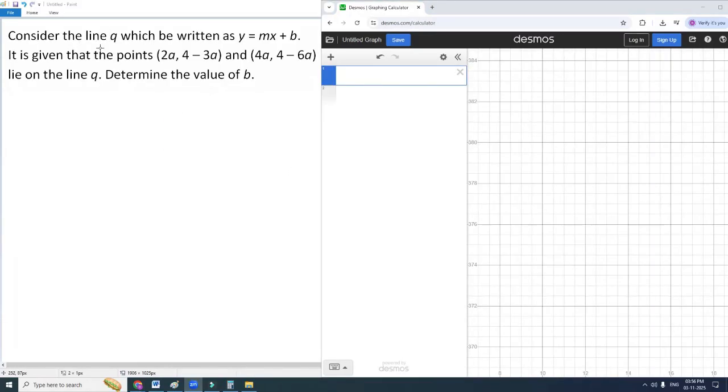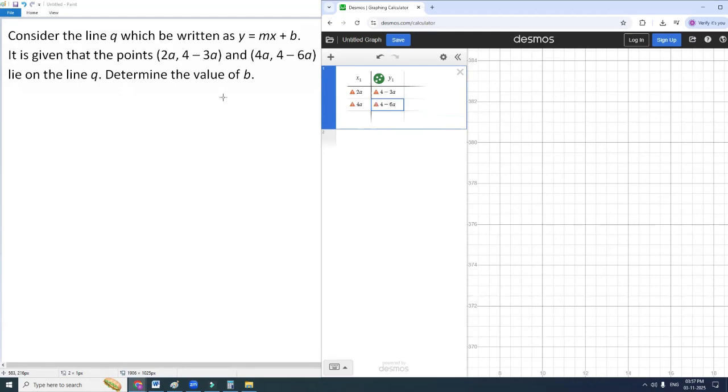Here we have the next question. Consider the line Q, which can be written as y equals mx plus b. It is given that the points (2a, 4 minus 3a) and (4a, 4 minus 6a) lie on the line Q. Determine the value of b. Here we have to find the value of b, which gives the y-coordinate of the y-intercept of the line Q. Let me take the given two points as input in Desmos. Let me click on persistent, go to the table, and the first point is 2a, the corresponding y value is 4 minus 3a, and for the second point, the x-coordinate is 4a, the corresponding y value is 4 minus 6a.